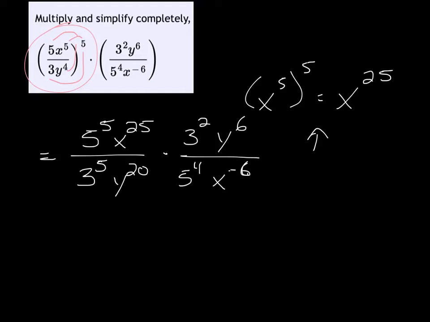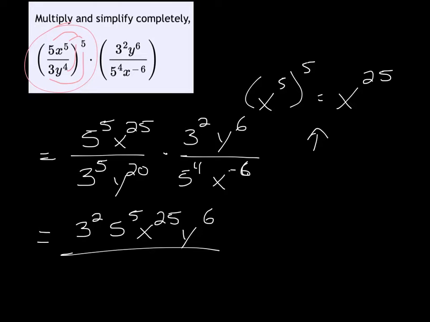Alright, well, we can do a bunch of different things now. Maybe what I'll do first is I'm just going to multiply this stuff all together just to make it nice. So we multiply straight across. That would give me, let's see, order things around here. 3 squared, 5 to the 5th, x to the 25th, and y to the 6th on top. And on bottom, what I'd have is 3 to the 5th, 5 to the 4th, x to the negative 6, and y to the 20th.